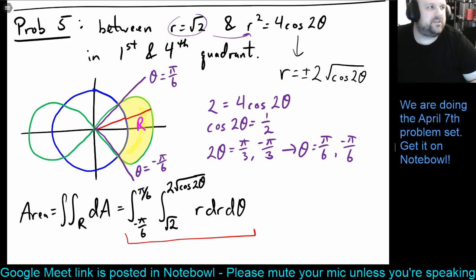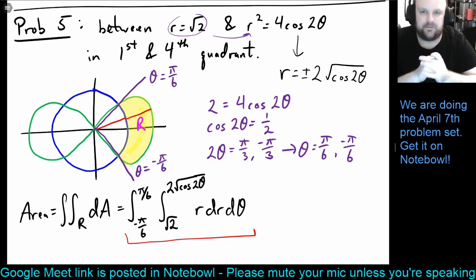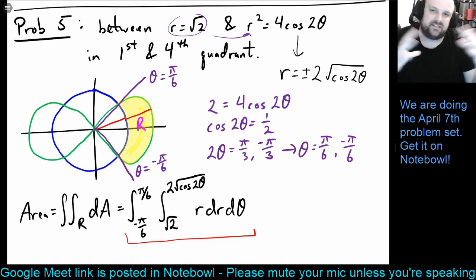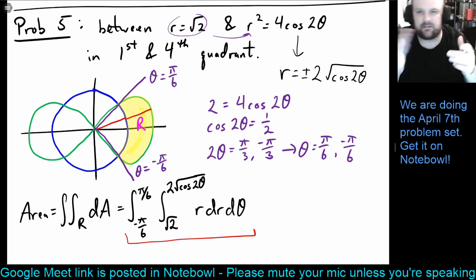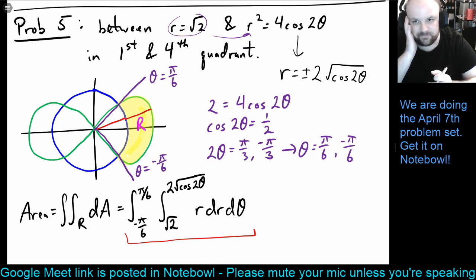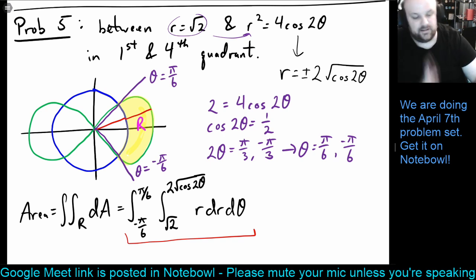All right, cool. So I know these polar integrals can be a little bit tricky sometimes, setting up the bounds, but really all you have to do is just sort of think of how polar coordinates work. R goes from inside out, theta goes in a counterclockwise direction. So you just have to think of your function in that way. You'll be good to go. All right.